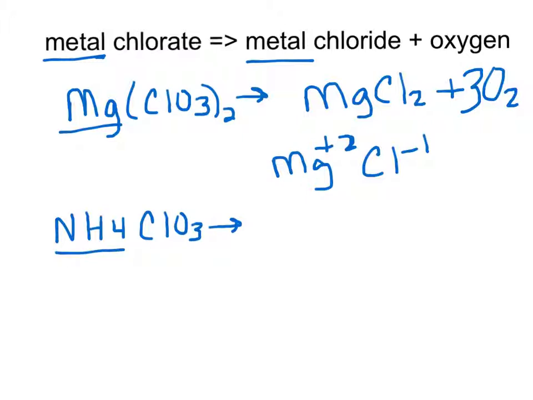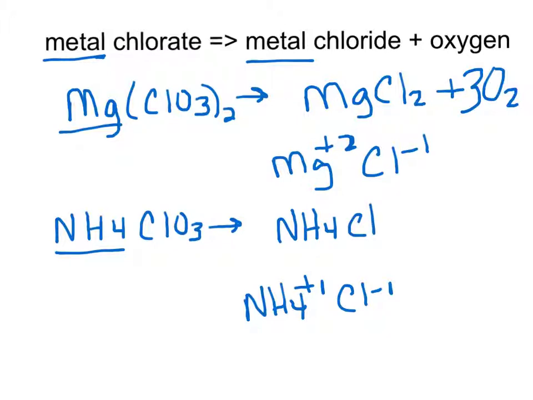In ammonium chlorate, our polyatomic is ammonium. It's not a metal, but that's our positive ion, and we're going to put it with chlorine 1- to make the metal chloride, or the positive ion chloride, and that would give you that compound, and then you would have the oxygen left over. And then you would need to go back and balance the oxygens, and then put in the coefficients.